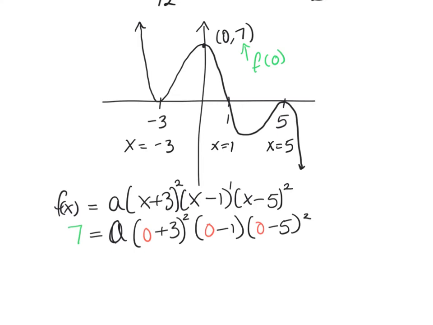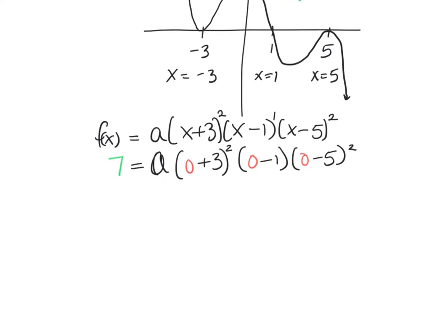You solve. Okay. Algebra. We're going to math it out. So a, and then don't forget to take the 3 and square it. When I take 3 and square it, what do I get? 9. And then negative 1 to the 1 is just negative 1. And then when I take negative 5 and square it, what do I get? 25.